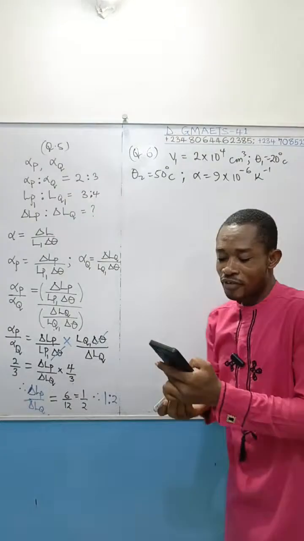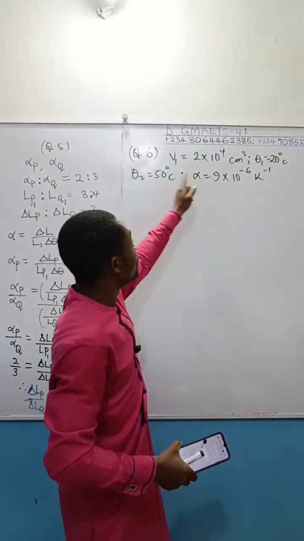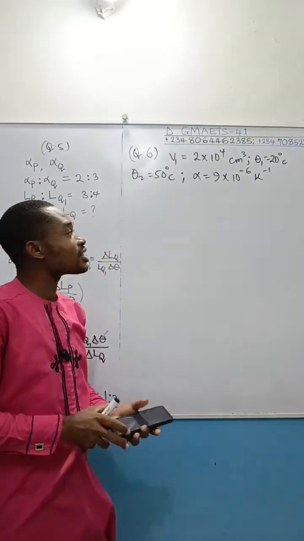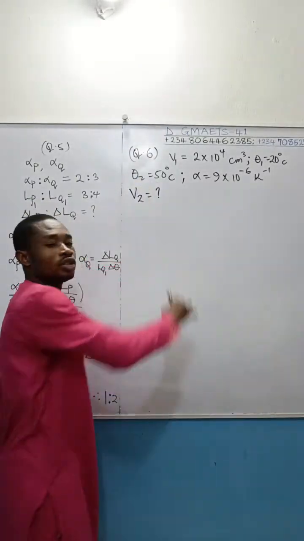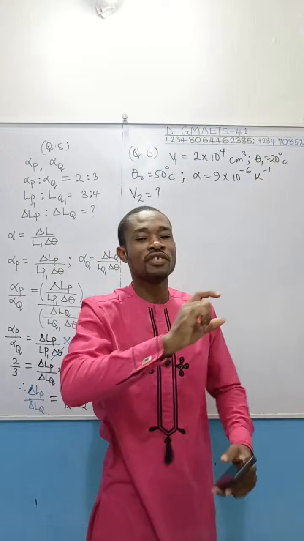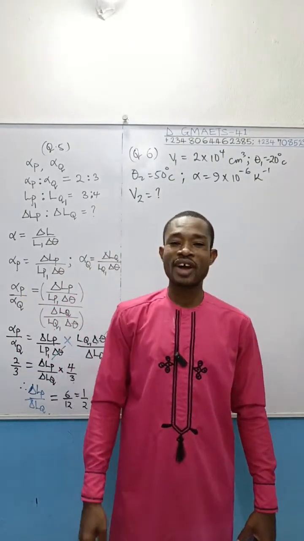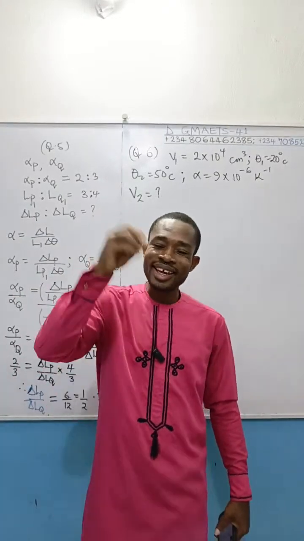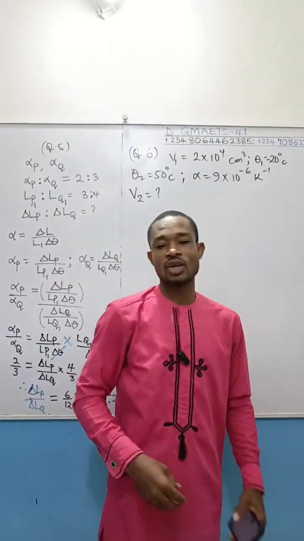We are now asked to find the volume of the bottle at 50 degrees centigrade. The volume of the bottle at this temperature. So in this case, the examiner is actually asking you to find the new volume, V2. It is not the change in volume that they want you to find. It is not the increase in volume that they want you to find, just like some that we have treated. Here it is the new volume that they want you to get.